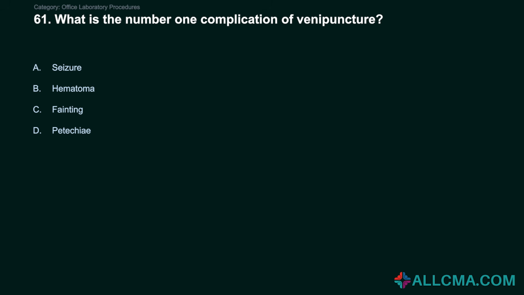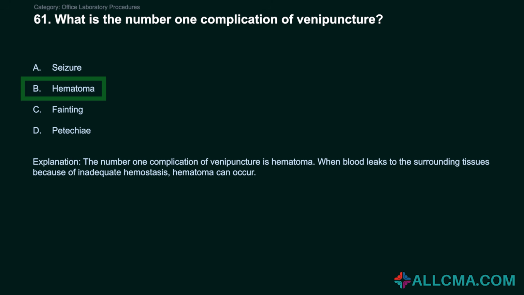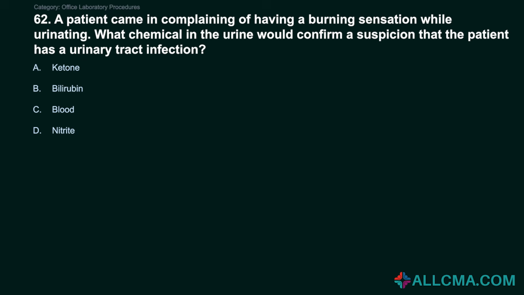61. What is the number one complication of venipuncture? A. Seizure, B. Hematoma, C. Fainting, D. Petechiae. Correct answer, B. Hematoma. The number one complication of venipuncture is hematoma. When blood leaks to the surrounding tissues because of inadequate hemostasis, hematoma can occur.